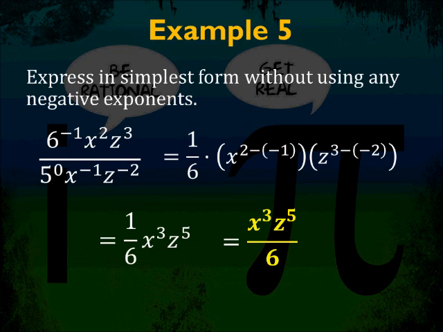So notice how our answer does not have any negative exponents, nor does it have anything to the 0th power. And that's what we want. In simplest form, no negative exponents, no 0 exponents.